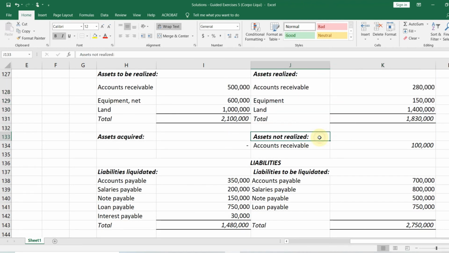Okay? Alin lang yung hindi na-realize? Ang hindi mo lang na-realize na asset is the accounts receivable. Hindi mo pa na-realize. Okay, why?